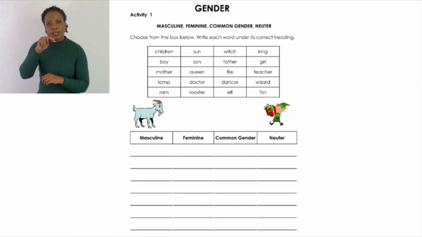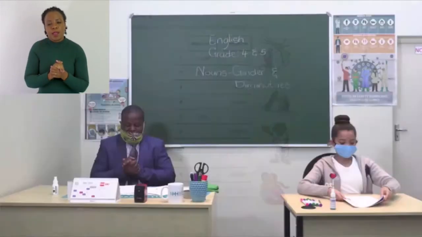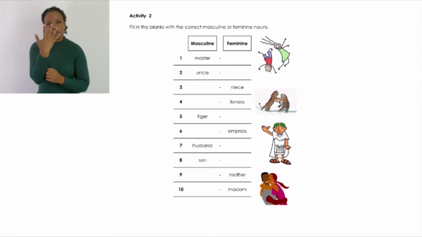Without wasting much of our time, let's turn our books to page 5, activity 2, where you are supposed to fill in the blanks with the correct masculine or feminine nouns. Either you are given masculine or feminine, so you need to fill the blanks. Number 1 is saying master. Master is masculine, mistress is feminine. So, boys and girls, let's do the rest.